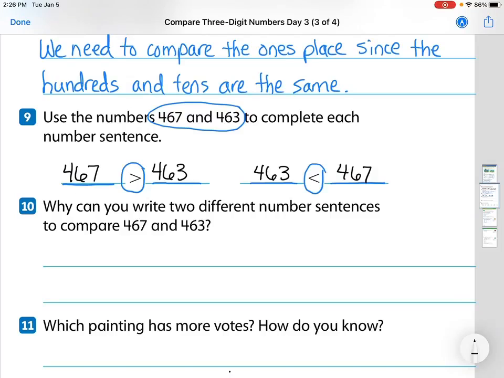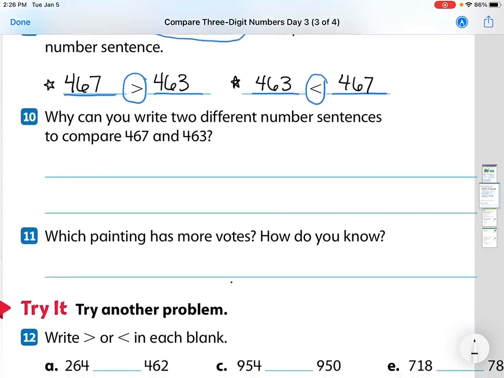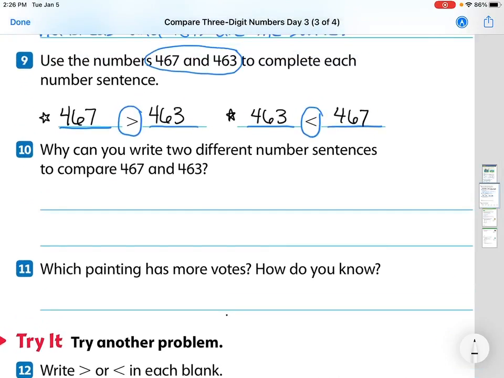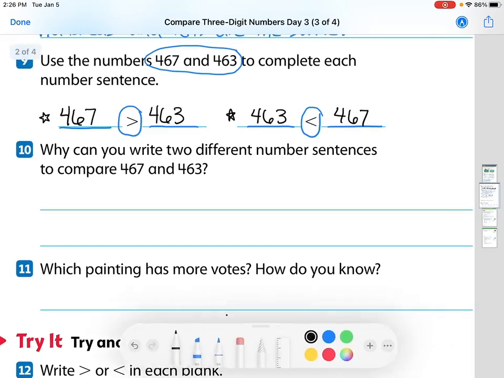Okay, and we are back. I hope that you wrote 467 is greater than 463, and then here I hope you wrote 463 is less than 467. All right, and we're going to move on. Why can you write two different number sentences to compare 467 and 463? Why can we write two different number sentences?